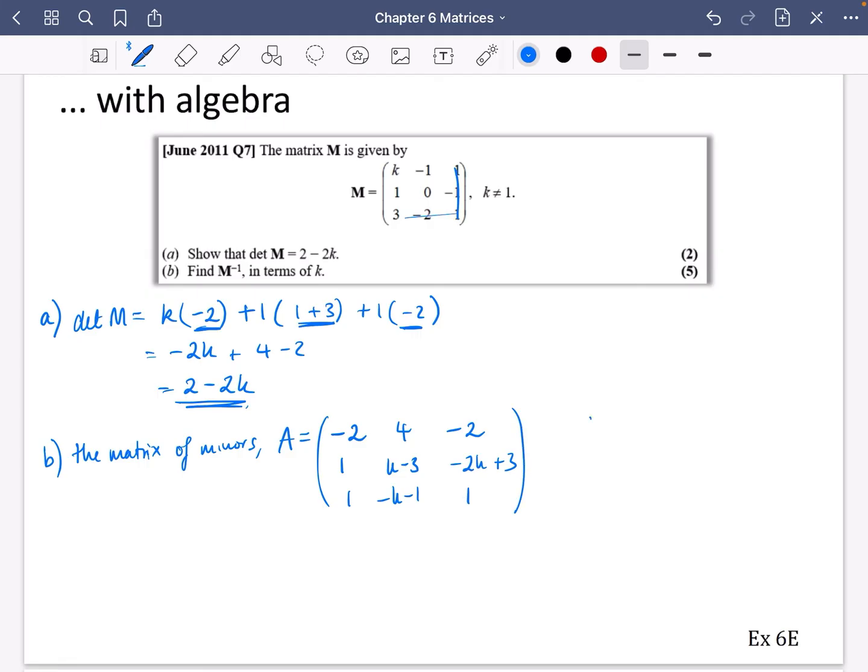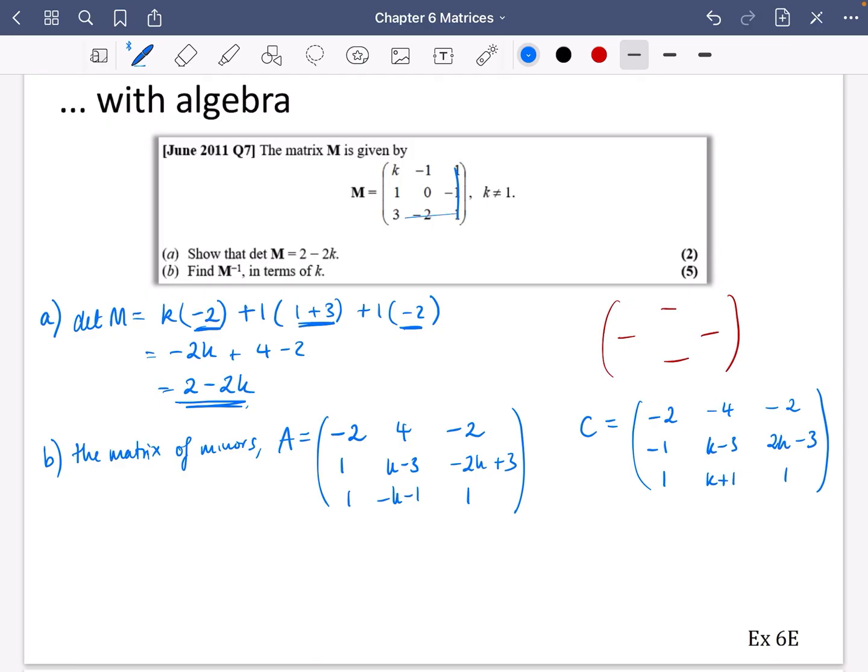Now we're going to do the matrix of cofactors, which means we're going to put some negation. And remember, the ones that you negate are this one, this one, this one, and this one. The rest all stay the same. So that's going to stay the same. That's going to negate. That's going to stay the same. That's going to negate. That's going to stay the same. That's going to negate, so it's going to become 2k minus 3. That's going to stay the same. That's going to negate, and that's going to stay the same.